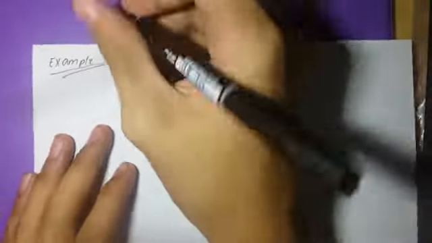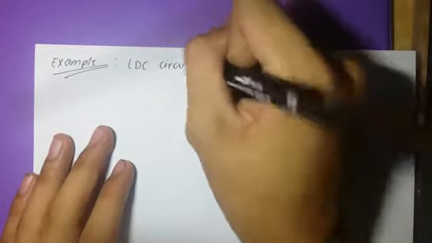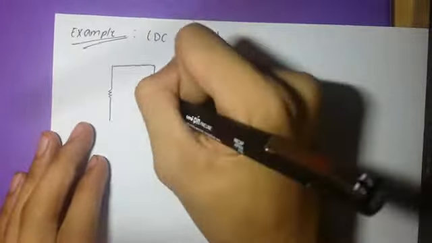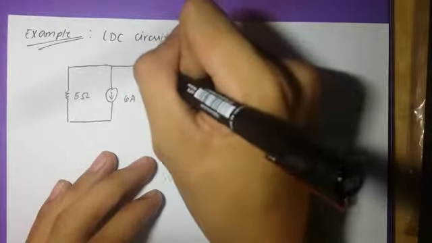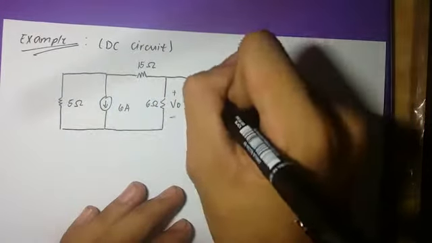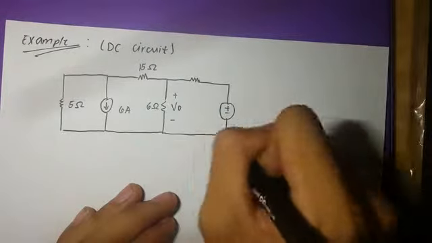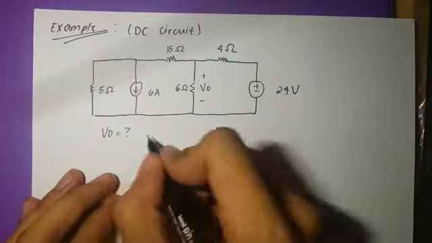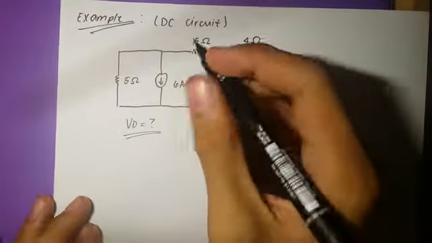Now let us try this example. Our example is a DC circuit which is composed of the following resistances. I got here 5, the 6 ampere, the 15 ampere here, the 6 ohms, the VO, the 24 voltage here, and the 4 ohms. We are going to compute for VO.